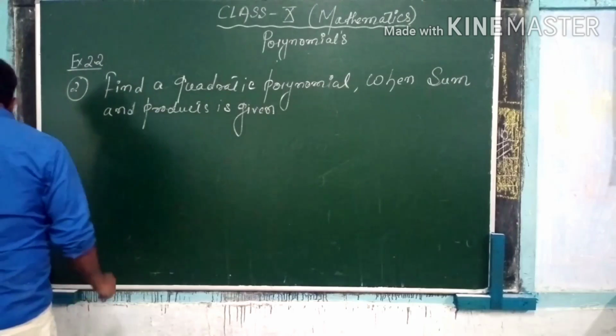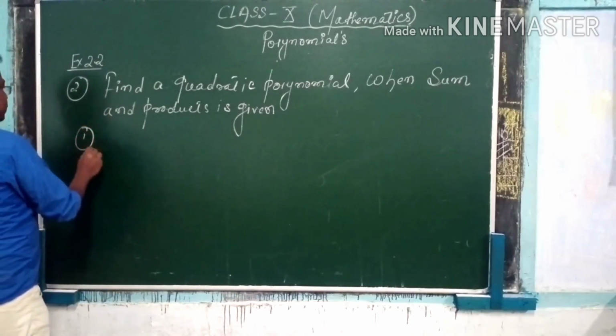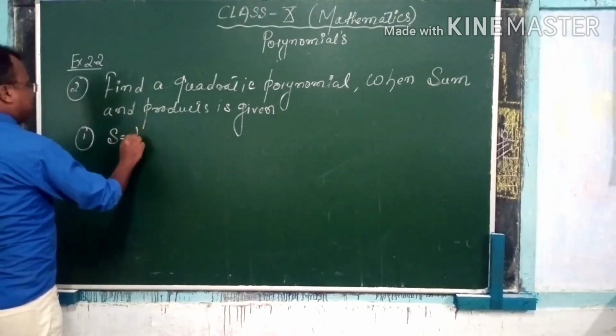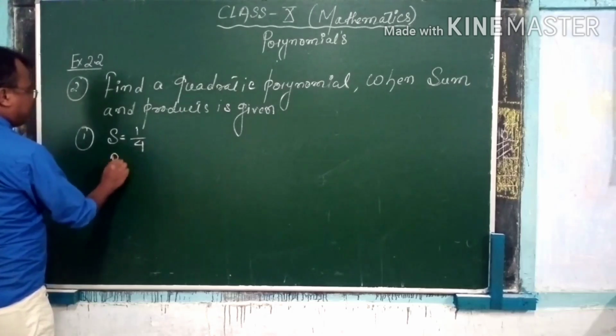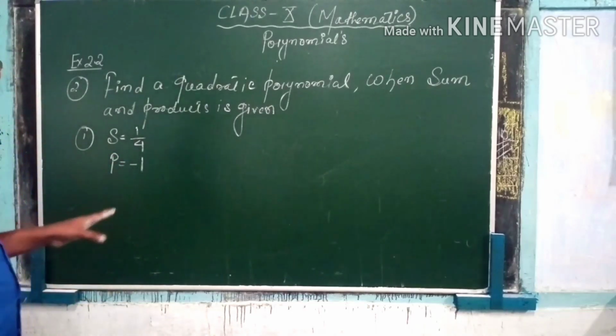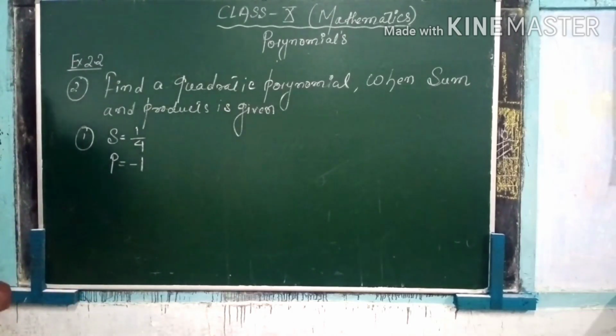Okay. So the first one is question number 1. Sum is given, 1 by 4, and product is minus 1. Okay, sum is given. So no need to find out the sum separately, no need to find out the product separately. It is already given in the question.